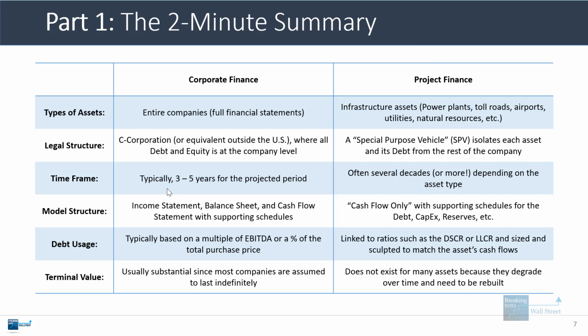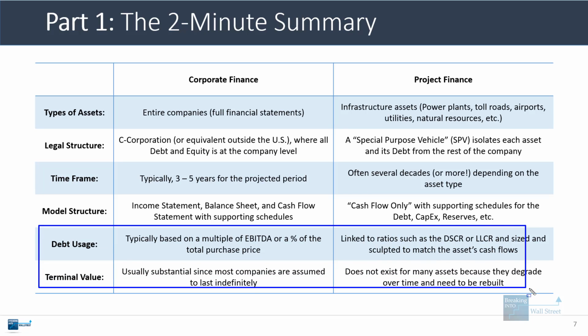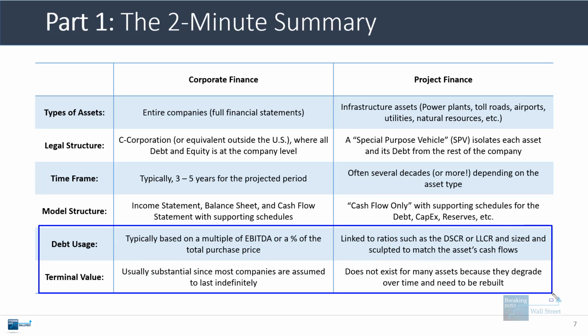And then the debt usage and the terminal value assumptions are also quite different. In project finance, the debt is often sized and sculpted based on the asset's future cash flows. The terminal value doesn't necessarily exist because the assets only last for so long, they degrade over time, they wear down, and they need to be rebuilt. So you can't just assume they operate indefinitely into the future as you often do with corporate finance.